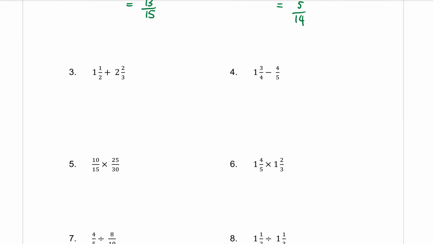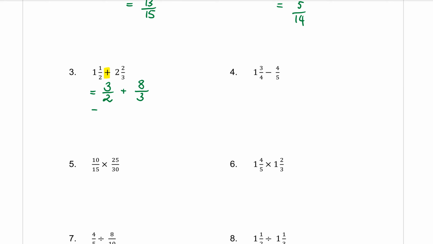Question 3. We are adding. However, this is one of the slightly harder types because we have mixed numerals. We need to change them into improper fractions. So the first one, the 2 on the bottom, stays on the bottom. 1 times 2 is 2, plus the 1 on top makes 3 over 2. Plus sign in between. The second fraction, the 3, stays on the bottom. 2 times 3 is 6, plus 2 more is 8.